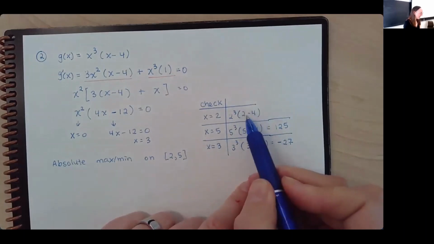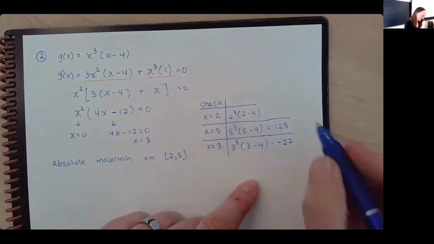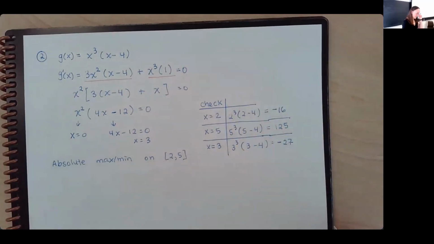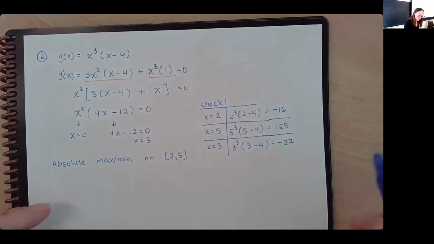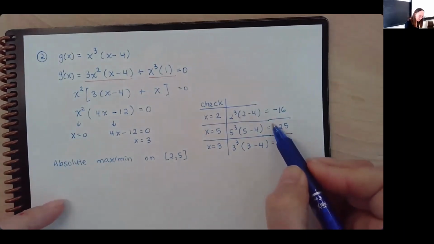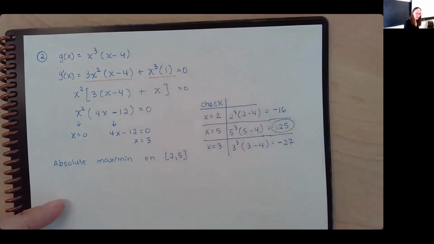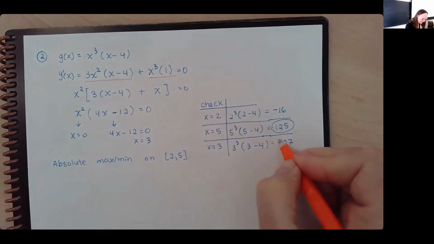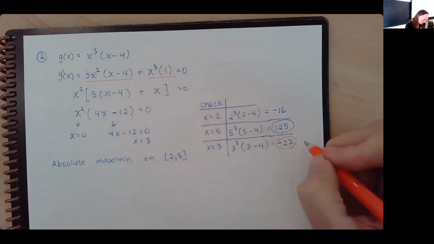2 minus 4 is -2. 2 cubed is 8. 8 times -2 is -16. So my absolute maximum value is 125, and my absolute minimum value is -27.